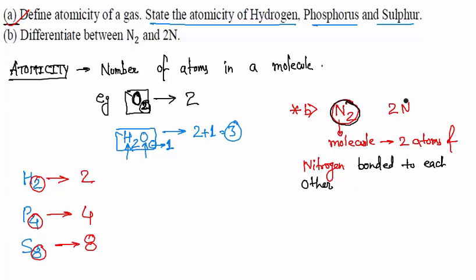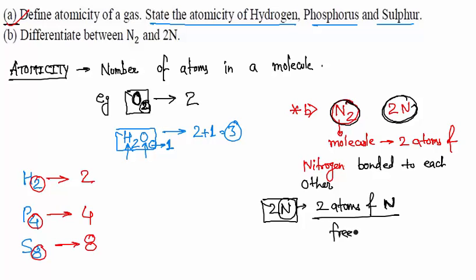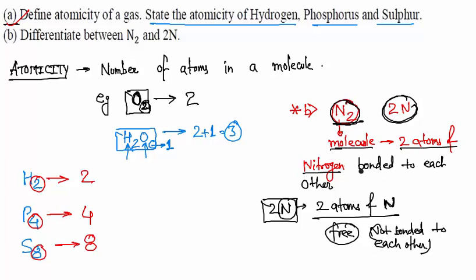But in 2N you also have 2 atoms of nitrogen, but in this case these atoms are free. These atoms are not bonded to each other. So that is the basic difference. Basically this is an atom, and here you have 2 atoms of nitrogen which are free. They are not bonded to each other. But in the case of N2, you have a molecule where 2 atoms of nitrogen are there, but they are bonded to each other. Okay, so I hope you understand this concept.